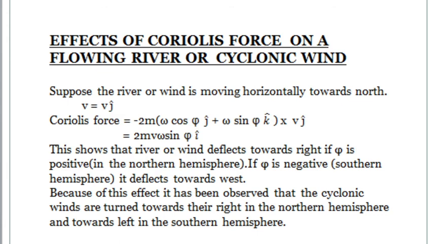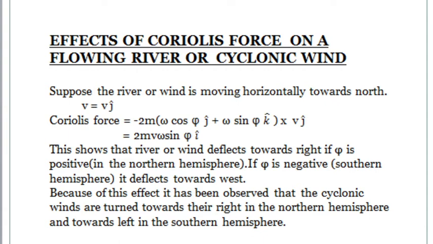From this we can conclude that because of this effect, it has been observed that the cyclonic winds are turned towards their right in the northern hemisphere and towards the left in the southern hemisphere. Okay, this will be the question: what is the reason behind the deflection of a cyclonic wind towards the right in the northern hemisphere?